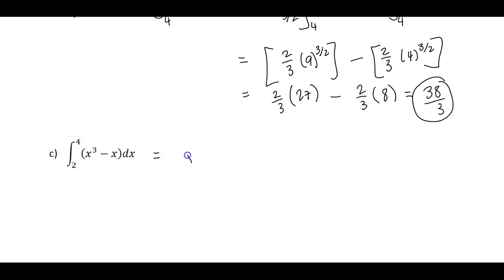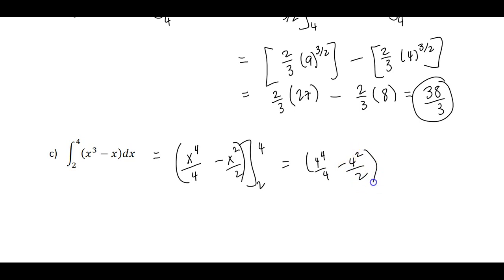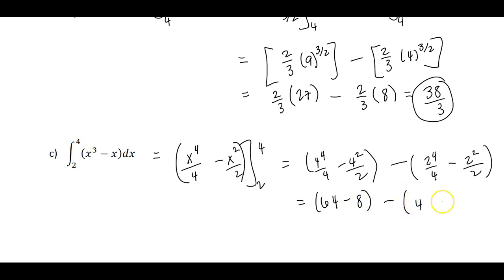Looking at this one, I'm going to have x to the 4th over 4 minus x squared over 2. And that's going to go from 2 to 4. So the first one will be 4 to the 4th over 4 minus 4 squared over 2. And the second one will be 2 to the 4th over 4 minus 2 squared over 2. So this is going to be 64 minus 8 minus 4 minus 2, or 56 minus 2, or 54.